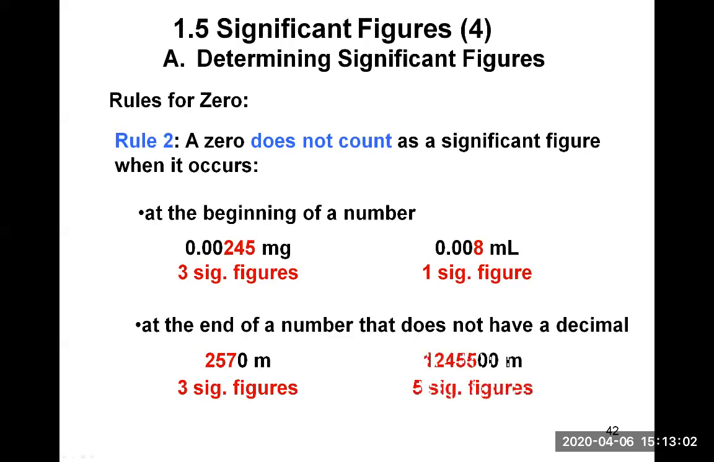Another example, 1,245,500 meters. So you start counting from the left. You have non-zero digits, they all count. And then you reach those zeros and there is no decimal point visible. So that means those zeros are not significant. And so in this number, we would only have 5 significant figures.